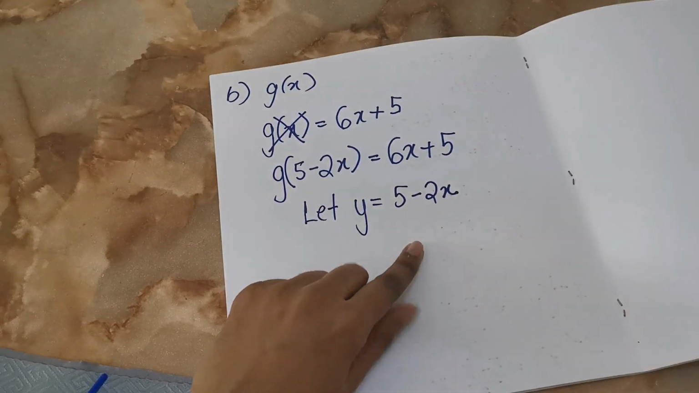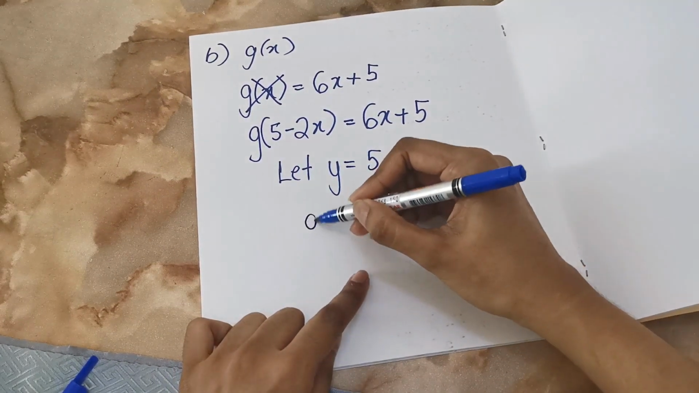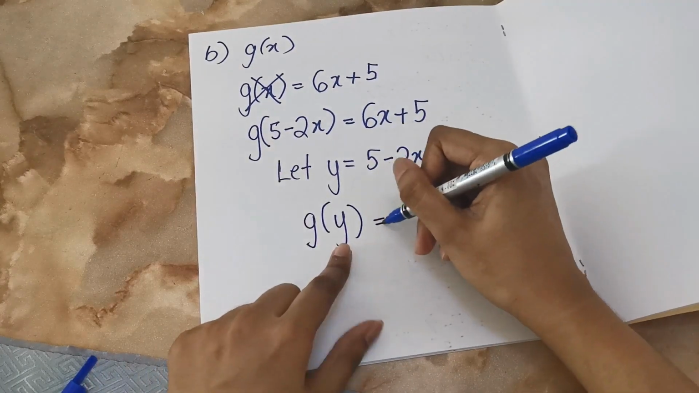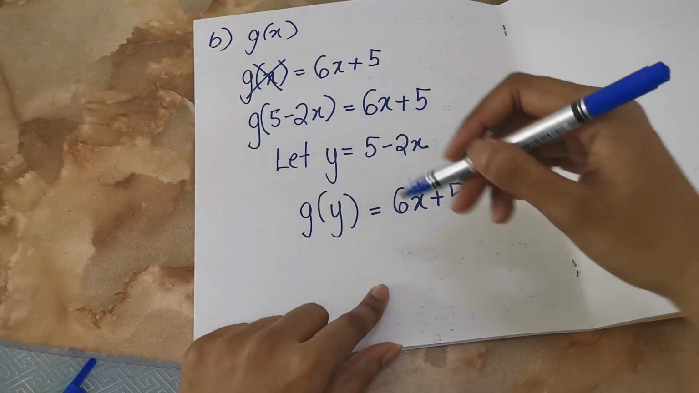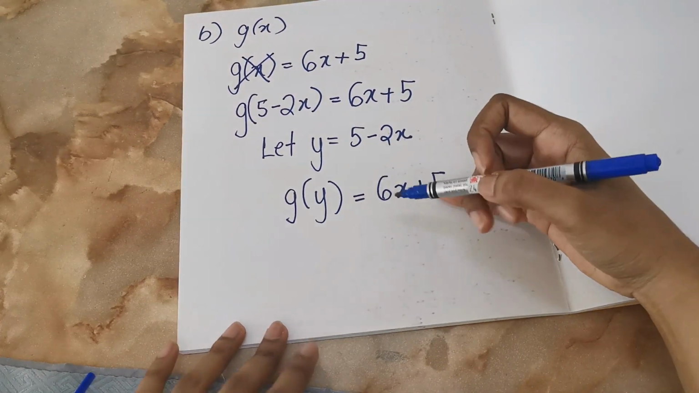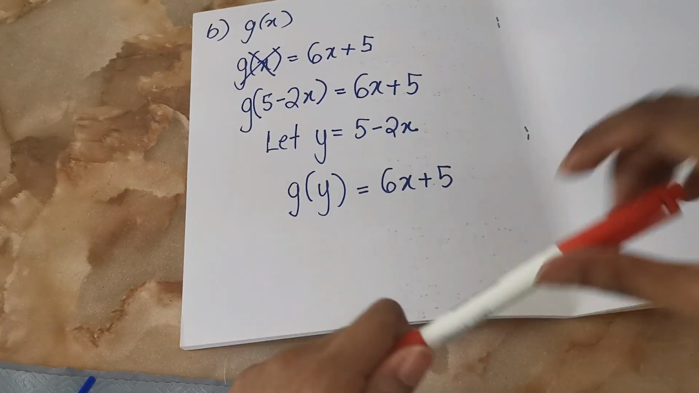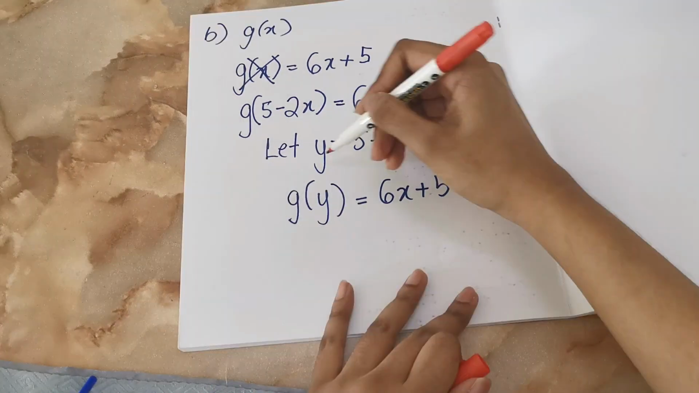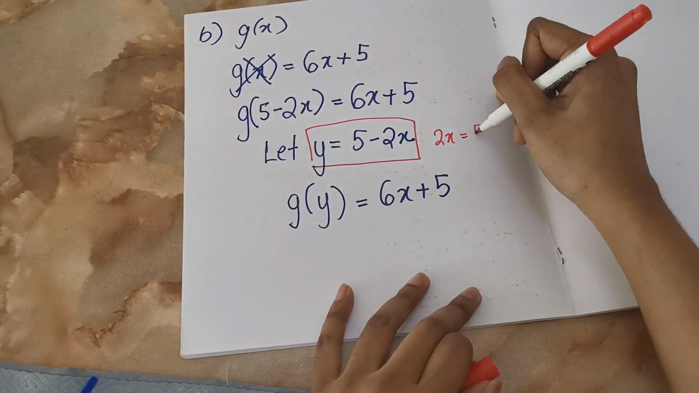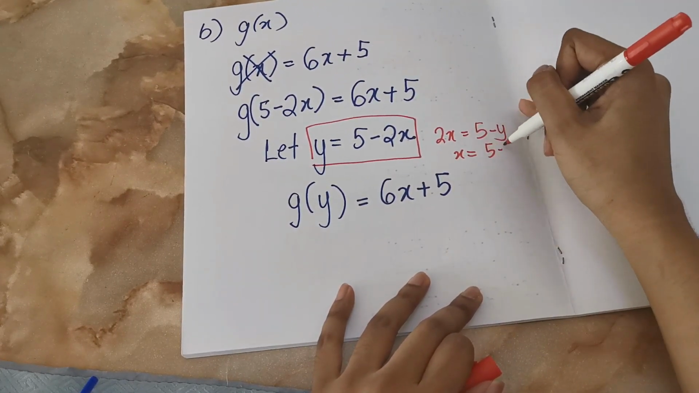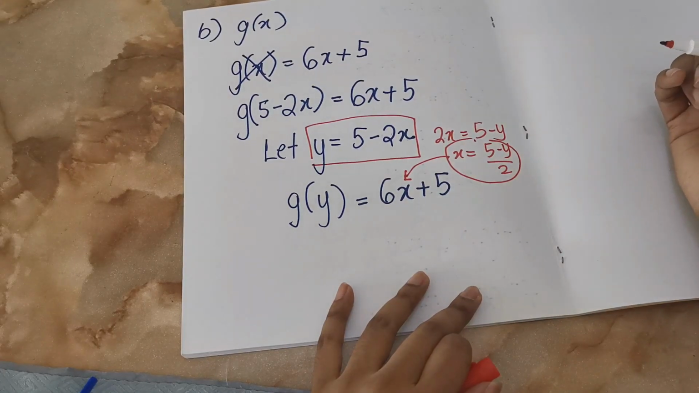Since we already let y equal this, now I'm going to write g(y) equals 6x plus 5. So here we have to substitute the value of x. What will be the value of x? The value of x will be from here. We bring the 2x equals 5 minus y, so x will be 5 minus y over 2. So this value is the one we are going to substitute inside here.